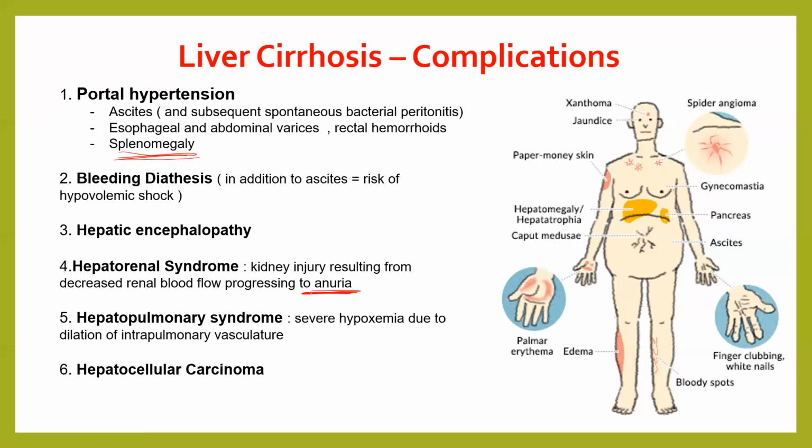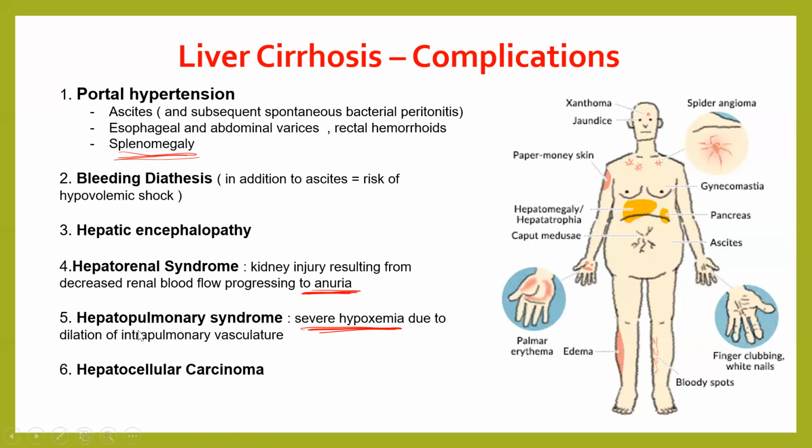So that's something to keep in mind, because hepatorenal syndrome is where we have problems with the kidney because of liver causes. Hepatopulmonary syndrome is problems in the lung because of liver causes. For example, we have severe hypoxemia due to dilation of intrapulmonary vasculature. When we have dilation of intrapulmonary vasculature, the partial pressure of oxygen goes down, leading to severe hypoxemia.